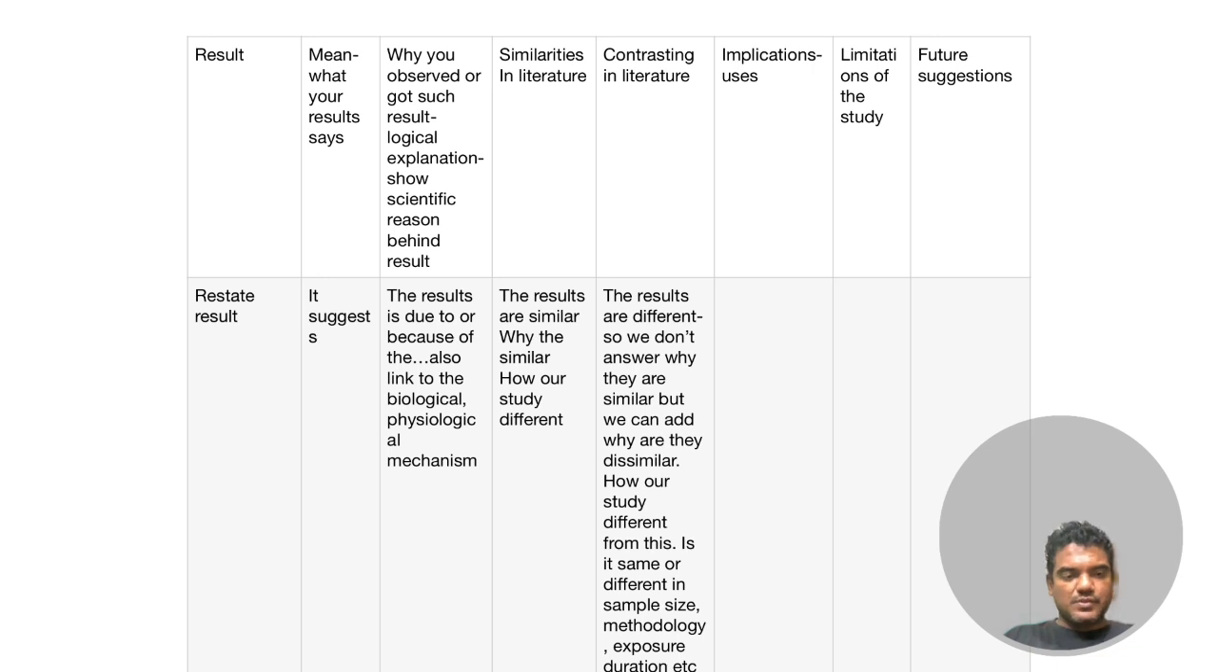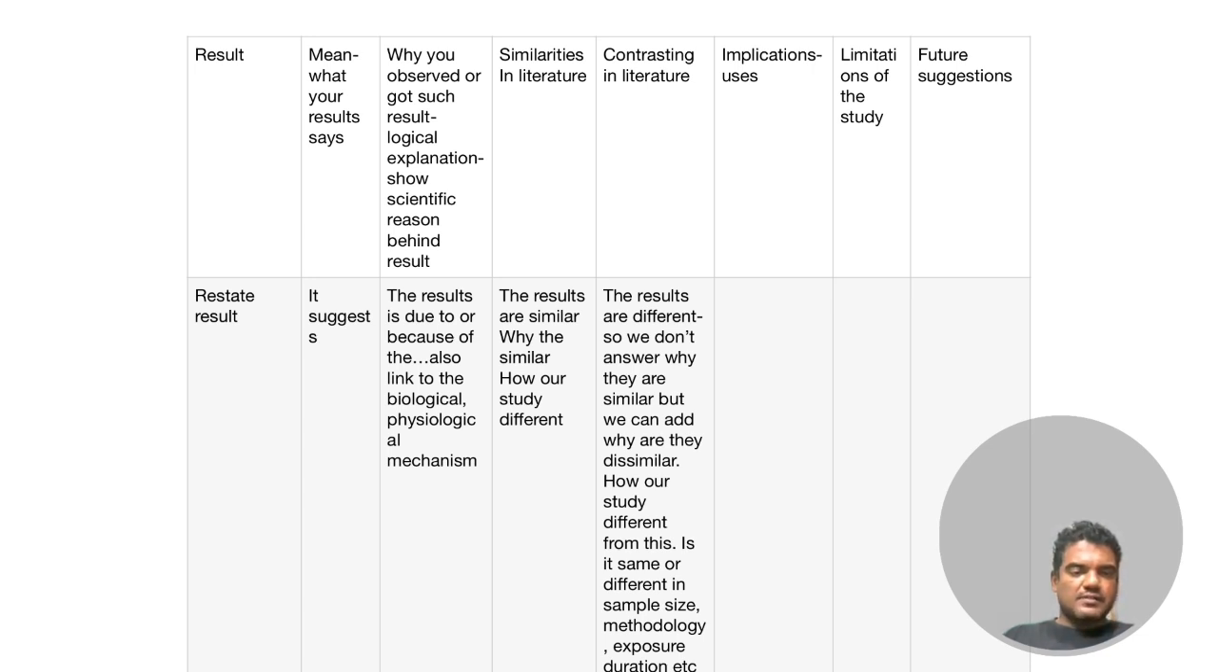Maybe their exposure time is different, our exposure time is different. Maybe the stage of cancer tissues that they have studied is different, or the race, or the cell lines. So many variations we may find out. So those things should be written. All of that should be written in the discussion section.